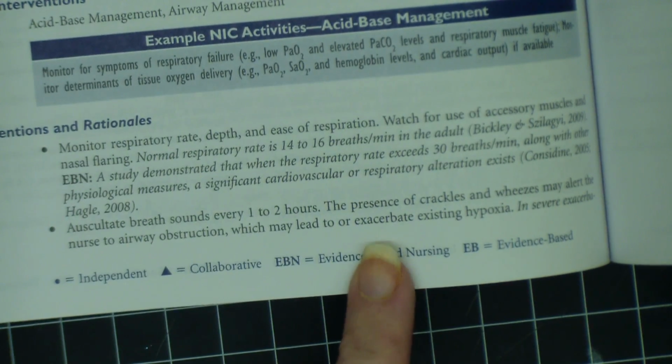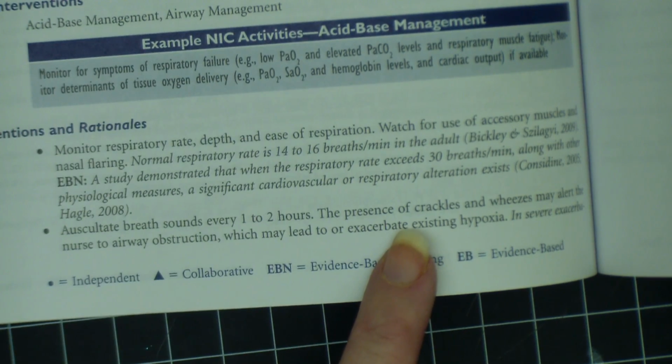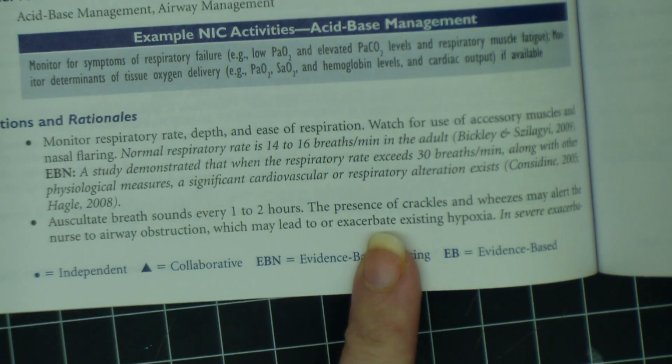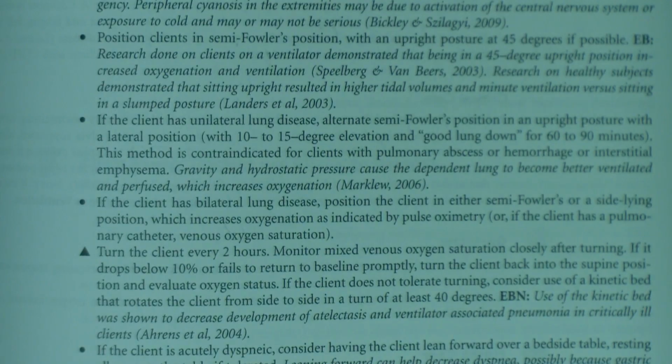We're going to listen. Are we hearing adventitious breath sounds? Are we hearing crackles, rales, gurgling, wheezing? All those things could mean obstruction. See, it just goes on and on and on. We're going to monitor their level of consciousness.